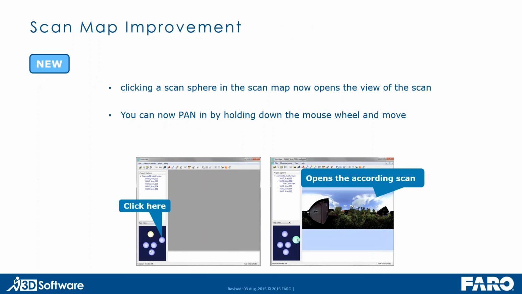Then we had improved the scan map a little bit. Well, it looks pretty similar to how we had it in the previous versions, but now you can open the scan view directly by clicking in the scan map window, not only by clicking in the Project Explorer. So this is new, and you can pan in the scan map window by holding down the mouse wheel and move it. You could see it during my demonstration.